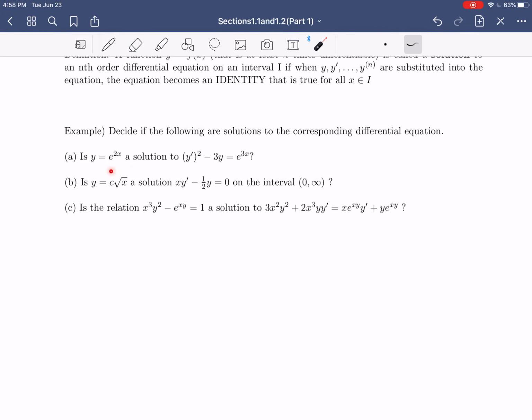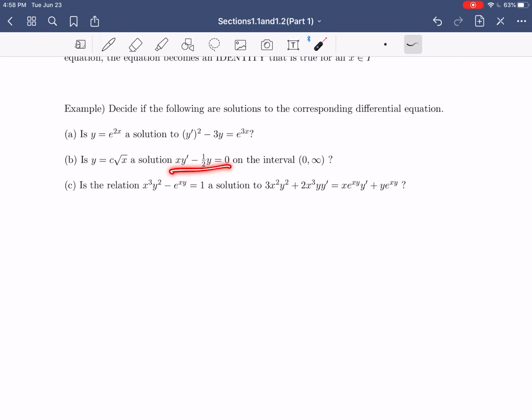So for B, we want to know, is this a solution to this differential equation on this interval? Now, a lot of times in this class, our interval, like in A and also implicitly in C, is just all real numbers because no interval is given. But sometimes you'll see an actual interval that is stated. If an interval isn't stated, it's assumed to be all real numbers. But in this case, we're only working on 0 to infinity, which makes sense because the solution that's being mentioned, c times square root of x, only makes sense on 0 to infinity because of some domain issues. So sometimes you guys will see that. Most of the time we're just working with all real numbers or the interval that works best, but sometimes you'll see it explicitly given.